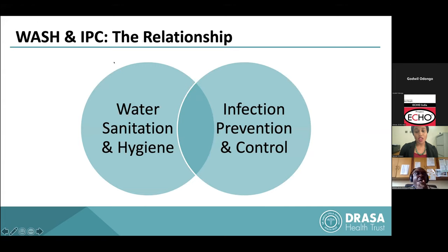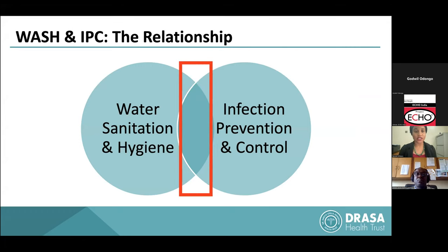So they overlap. WASH has its own things that are dedicated to WASH. IPC has its own things that are dedicated to IPC, but they have an overlap. And this is the area we're interested in today, because this place is where we want to ensure we are practicing and doing the right things. They work together. IPC cannot stand alone without WASH. And if you build a sink and you have clean water, but nobody knows how to wash their hands properly, they've not been trained, they've not been taught, they don't understand IPC, that sink will go to waste. The same way, if you teach people how to wash their hands, but they have no sink or infrastructure available to do it, they may not be able to. They can use sanitizer, of course, but we're talking now about water, sanitation and hygiene.